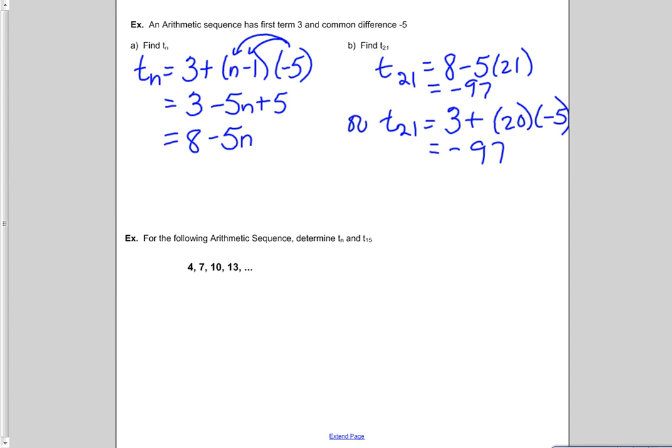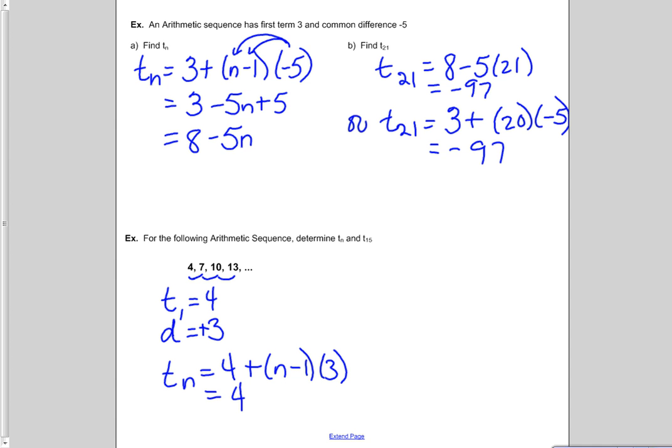For the following arithmetic sequence, determine Tn and T15. So my general term. Well, let's write a couple things down. First of all, my first term is 4. My common difference is going up by 3 consistently each time. Do a quick mental check. Yes, consistently up by 3. So my general term would be 4 plus n minus 1 times the common difference of 3.